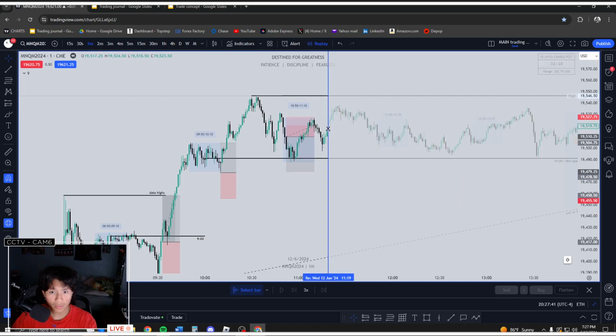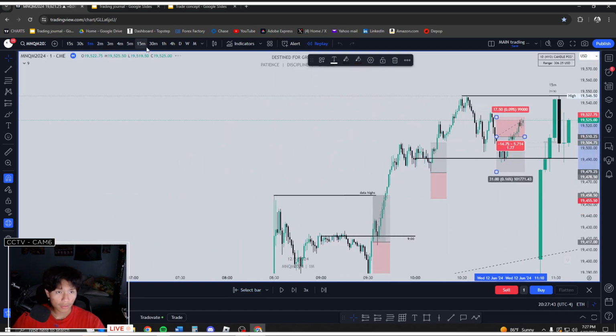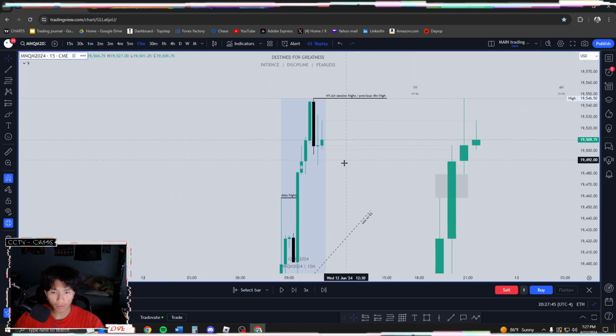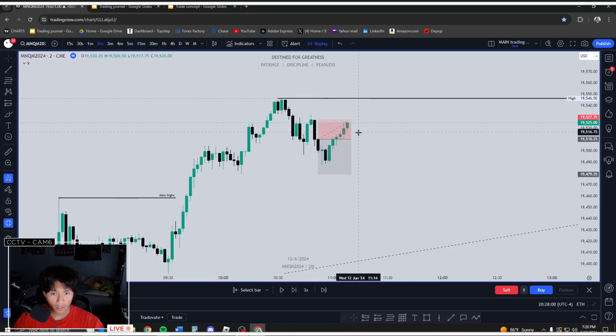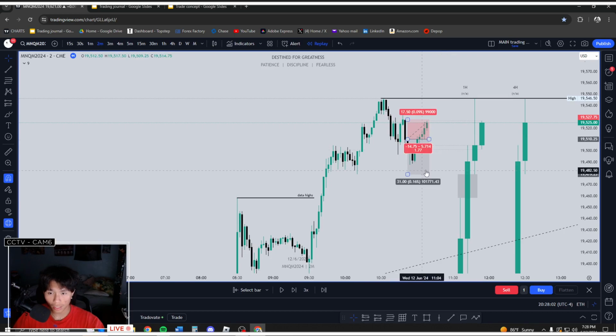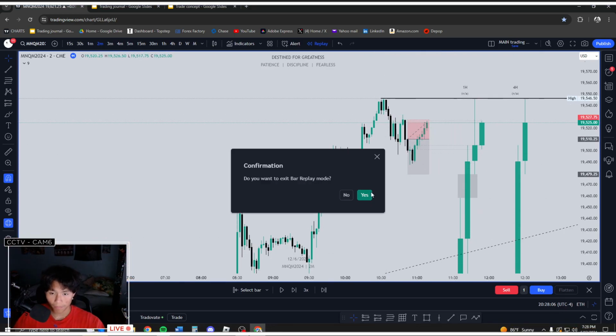I believe I was targeting 15-minute lows. I was targeting this low right here, and I went onto the lower time frames. I believe it was the 2-minute to get that low, and it didn't give it to me. So that was one first losing trade.